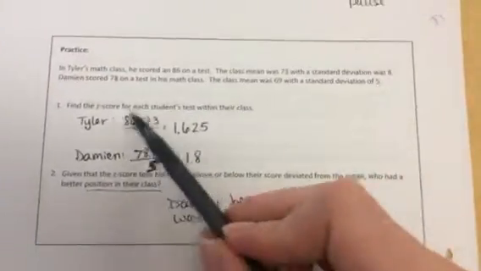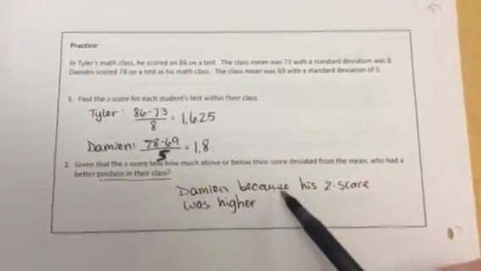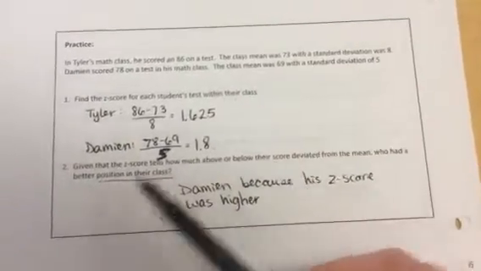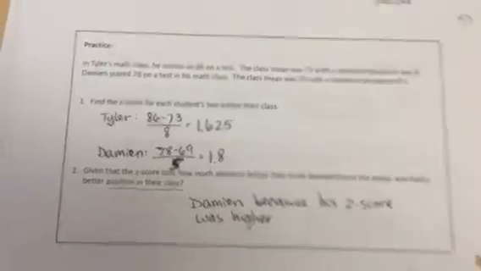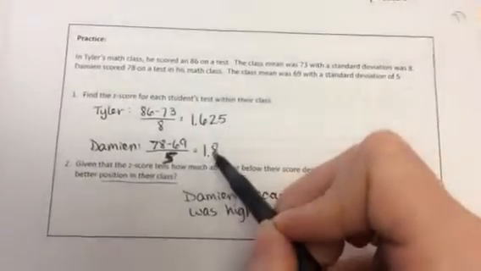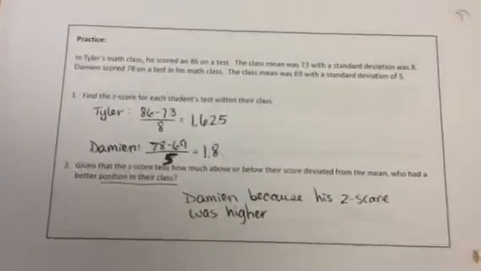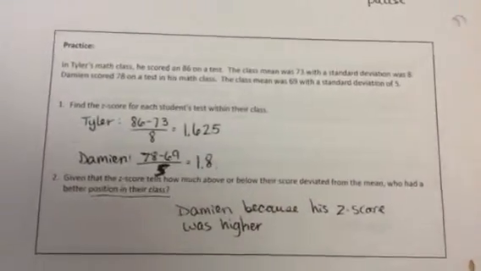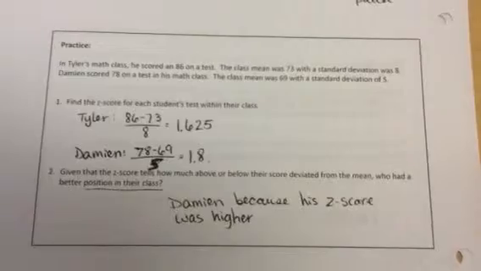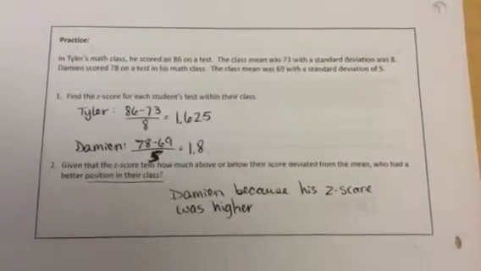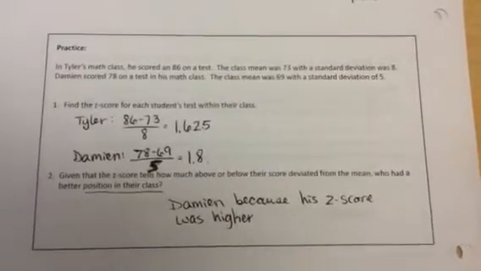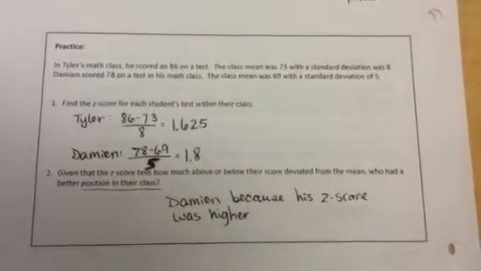So even though Tyler's score was actually better, the question said who had a better position in their class. Damien had a better position in his class because his z-score was higher. He was above more people in his class than Tyler was. All right. This is another example of why having more pieces of data gives you a better picture of what's going on. Okay.